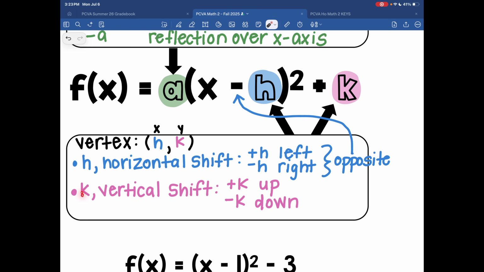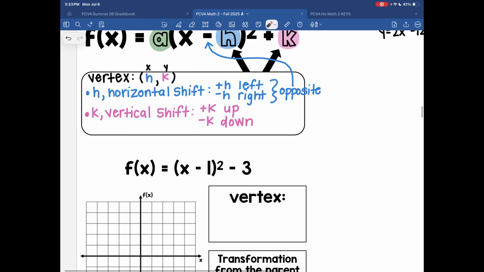All right, and then the k is just out here by itself being added to the entire problem. So the k is a vertical shift. That means we're going to shift it up or down, and those we just take at face value. There is already a plus sign in the original formula. So if I have plus k, that means I'm going up. If I have minus k, that means I'm going down. But again, I can determine the vertex of that parabola by looking at the h and the k. So let's look at an example here.